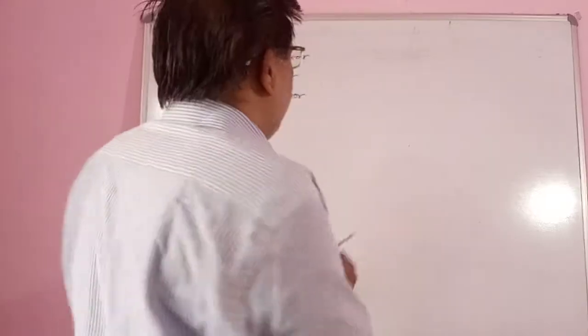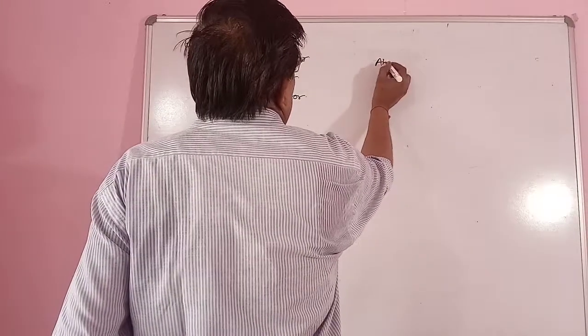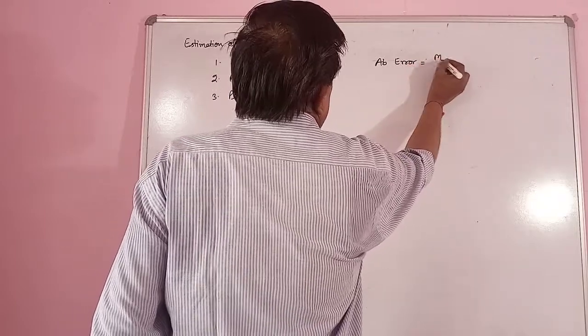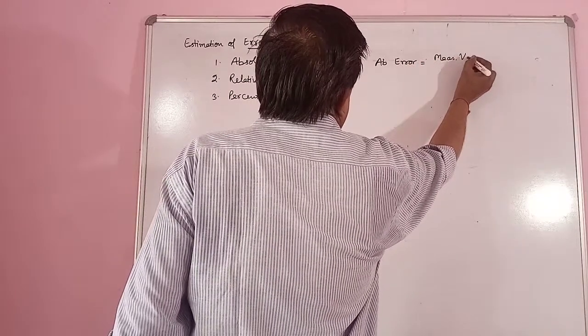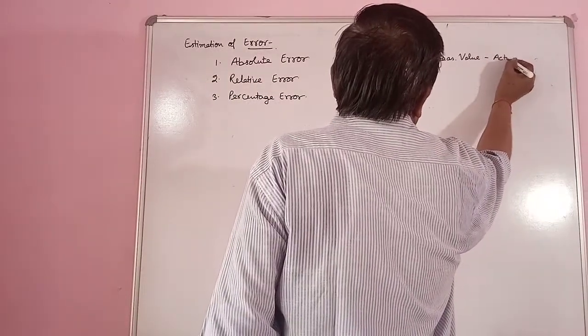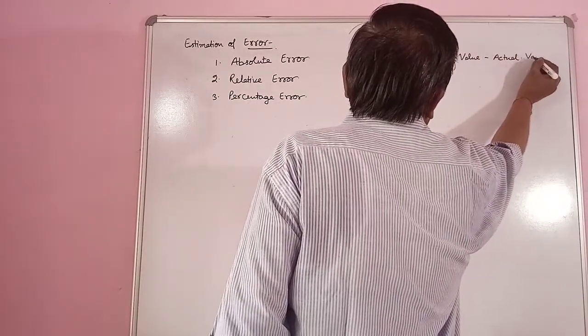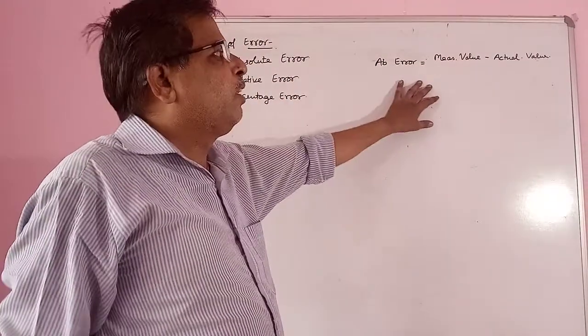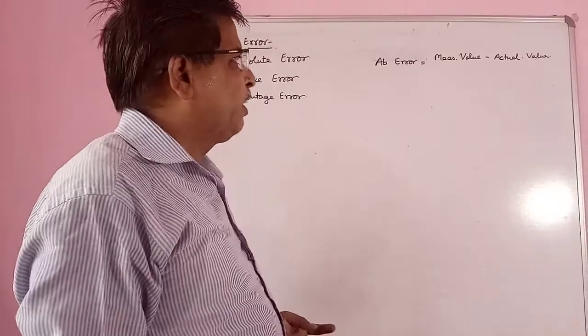So absolute error is what we discussed in the definition of error. Absolute error means measured value minus actual value. Basically, this is the general definition of error: measured value minus actual value.